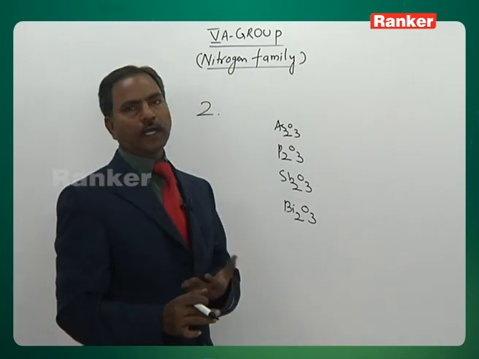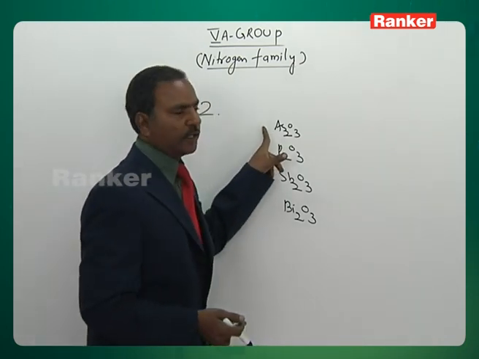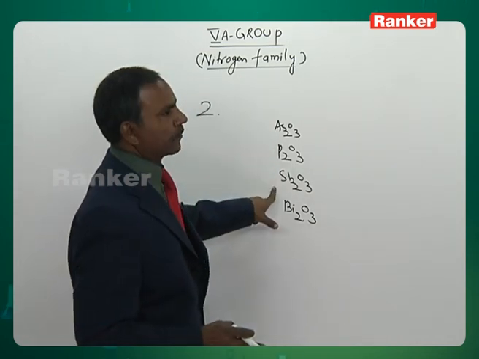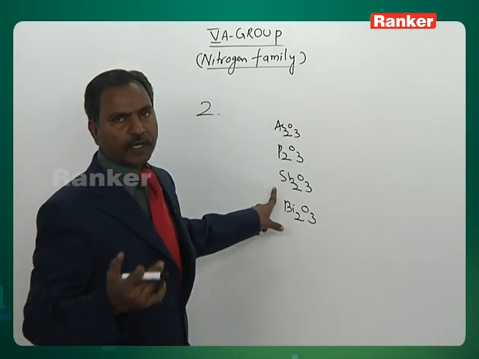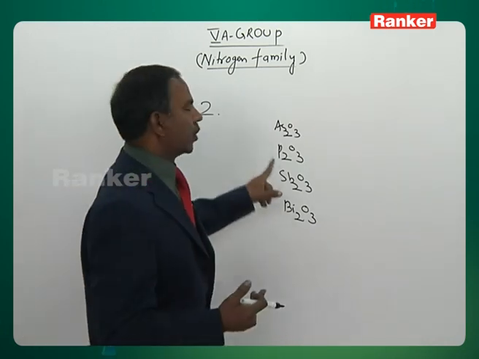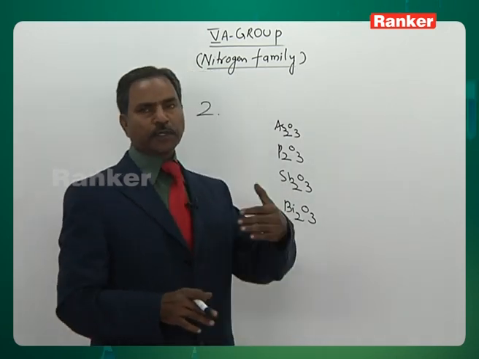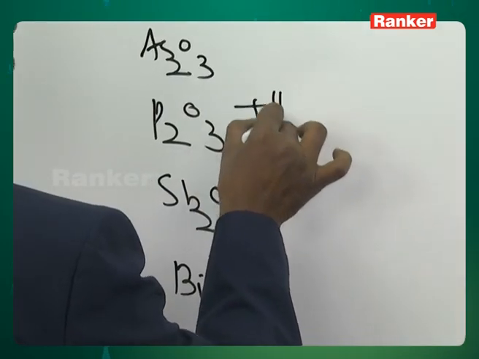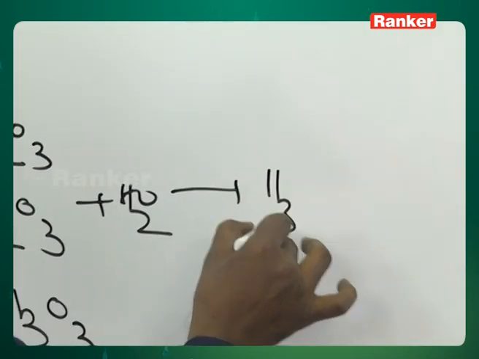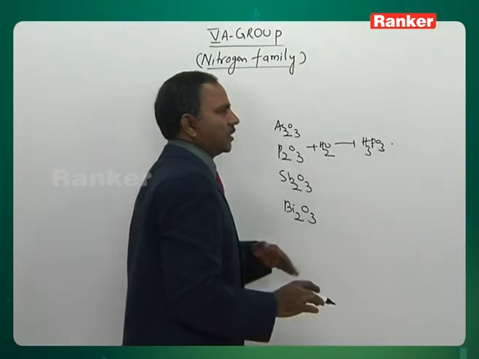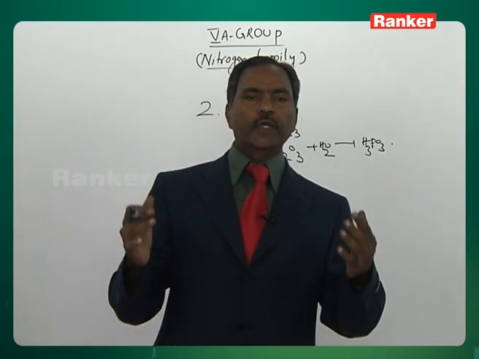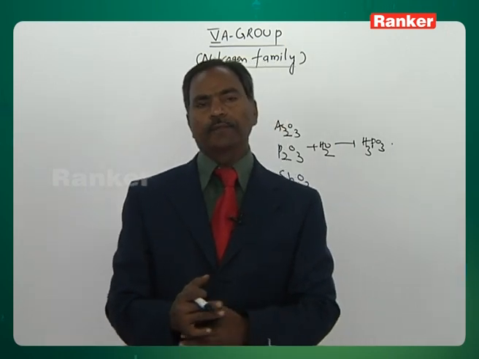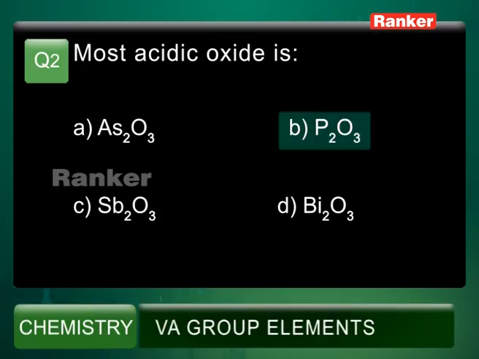Acidic means there should be a non-metallic oxide. Arsenic is a metalloid, antimony is also a metalloid, and bismuth is a pure metal. The metalloid oxides are amphoteric in nature, not much acidic. Coming to phosphorus trioxide, it is a non-metallic oxide. With water, P2O3 produces phosphorous acid, an acidic solution. Therefore, for the second question, the answer is B.